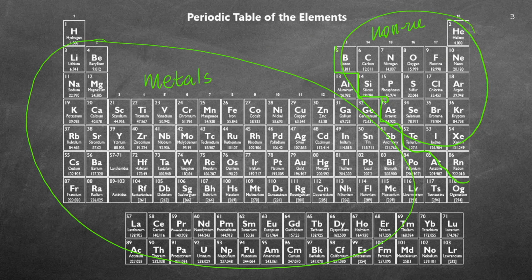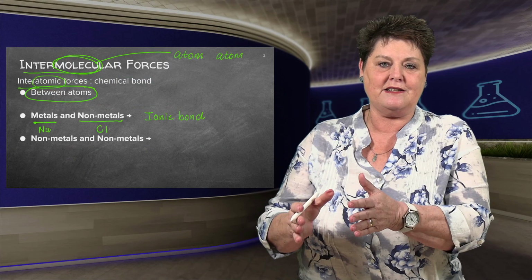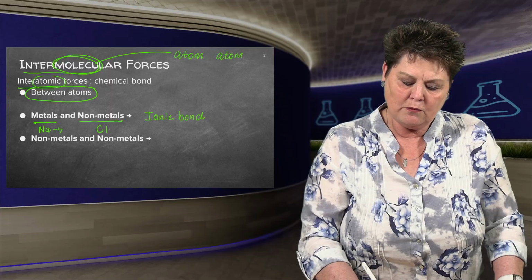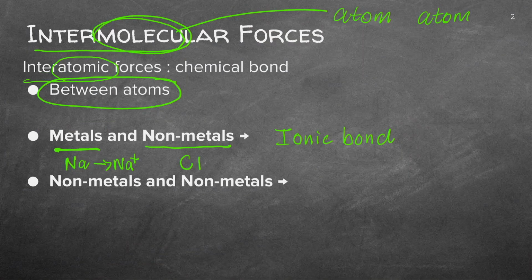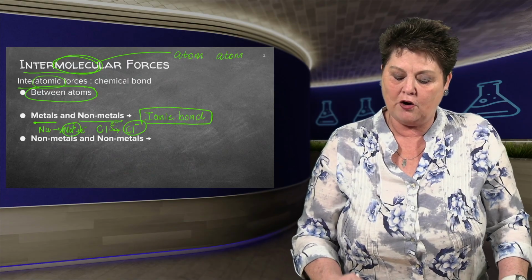So when a metal atom, like for instance sodium, binds to a non-metal like chlorine, you'll find an ionic bond. I'm not going to go through that lesson now, but you have to know that sodium will lose an electron to form an ion. Chlorine will get an electron added. That will be a negative ion. And because that's a negative and a positive charge, you'll have electrostatic attraction, and therefore I find an ionic bond.